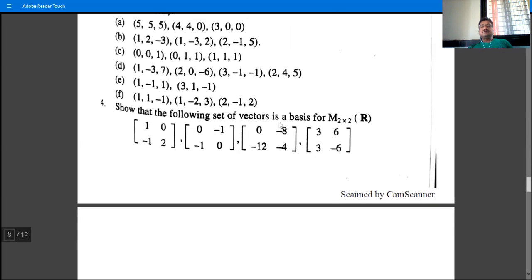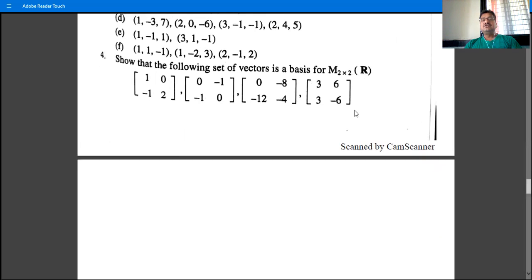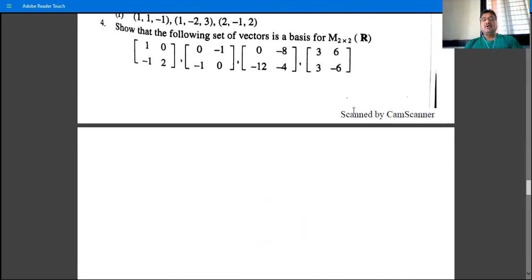Again, we have to show this set is a basis for M2 by 2 R. That is, we have to show the set containing these four vectors is a basis of M2 by 2 R. This means we have to show this set is linearly independent. So let k1, k2, k3, k4 be scalars such that k1 times this plus k2 times this plus k3 times this plus k4 times this is equal to the zero matrix of order 2 by 2, that is 0, 0, 0, 0. Then find the values of k1, k2, k3, k4. If all of them are equal to 0, then the set is linearly independent.